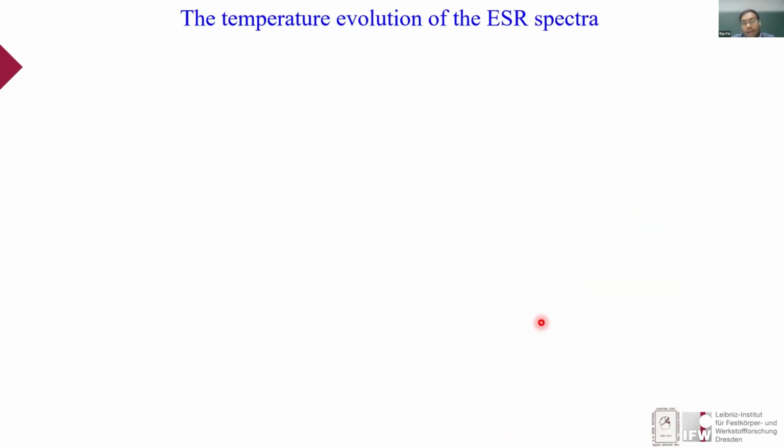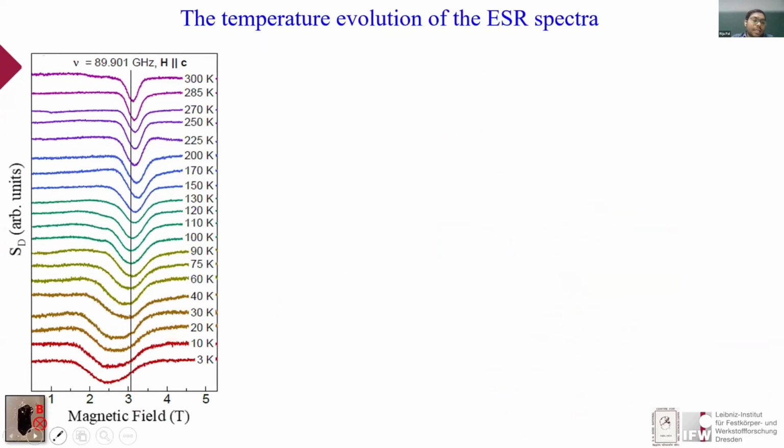So after that, we focused on this experiment, and you can see that if we apply an external magnetic field in the out-of-plane direction, and if we apply a fixed frequency around 90 gigahertz, then at 3 Kelvin, we can see this is the resonance spectra, and this black line is the expected paramagnetic line. So at 3 Kelvin, you can see that there is a definite shift of the line. That means there is an anisotropy of the system.